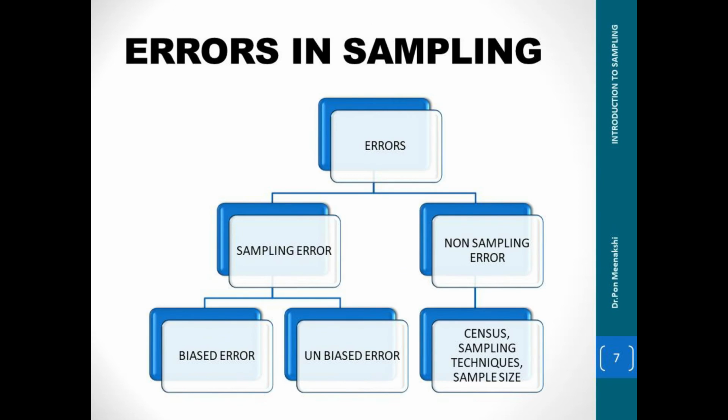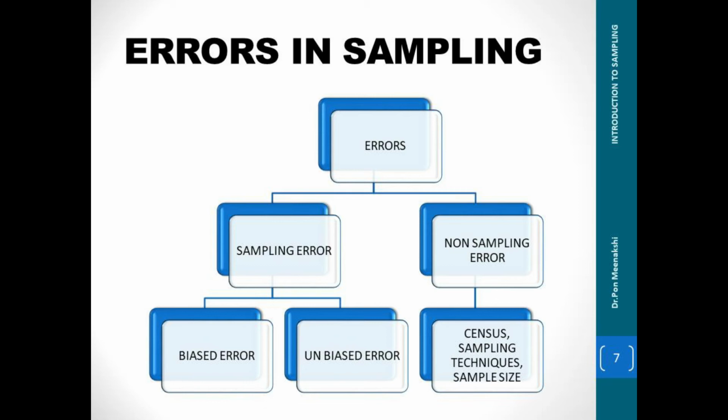The next slide is about errors in sampling. There are 2 types: sampling error and non-sampling error. Sampling error is biased or unbiased. Biased error means biasness, partiality from the researcher's side. It arises from any biasness or partiality in selection and collection of information. Whenever the sample size increases, biased error also increases. It is otherwise called cumulative error or non-compensating error.